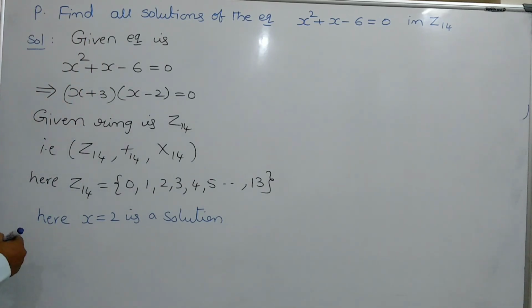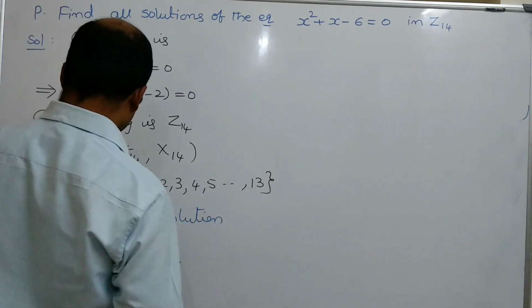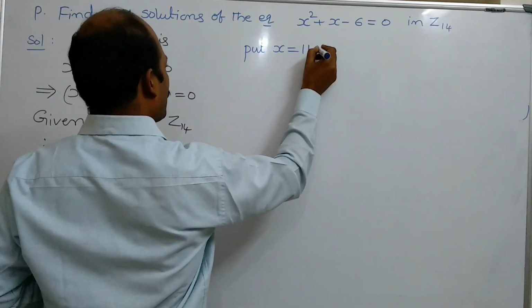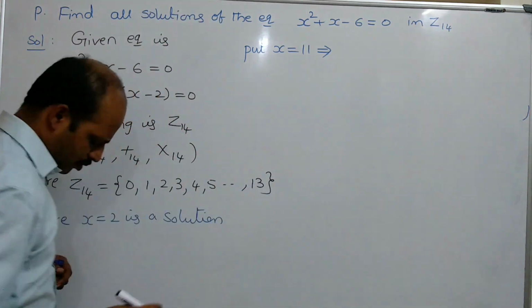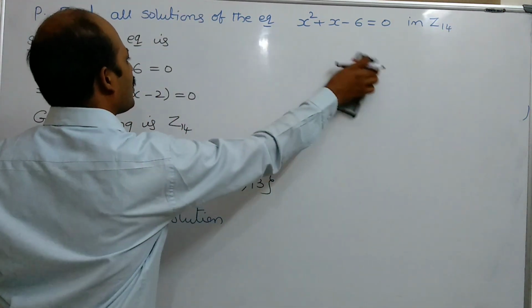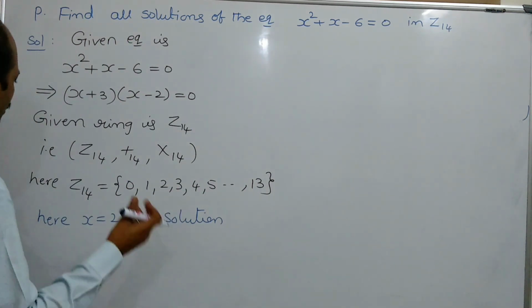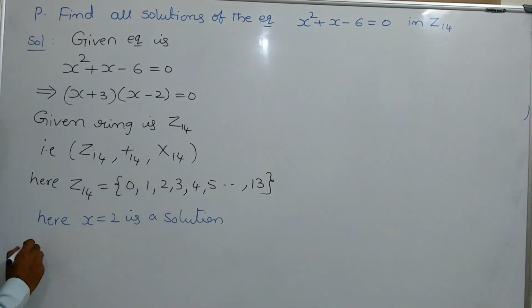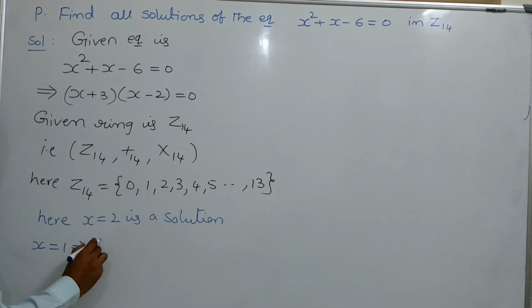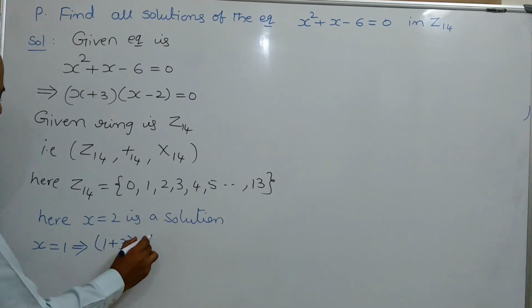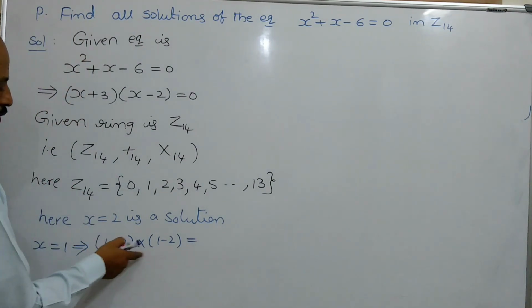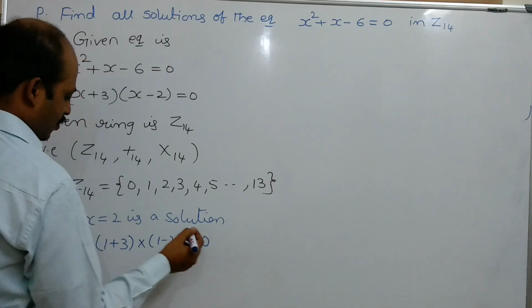Let us check the next solutions. You can check all the solutions, nothing to worry. 0 is not a solution. Start with 1. x is equal to 1 implies 1 plus 3 into 1 minus 2, which is 4 into minus 1, minus 4, not equal to 0.